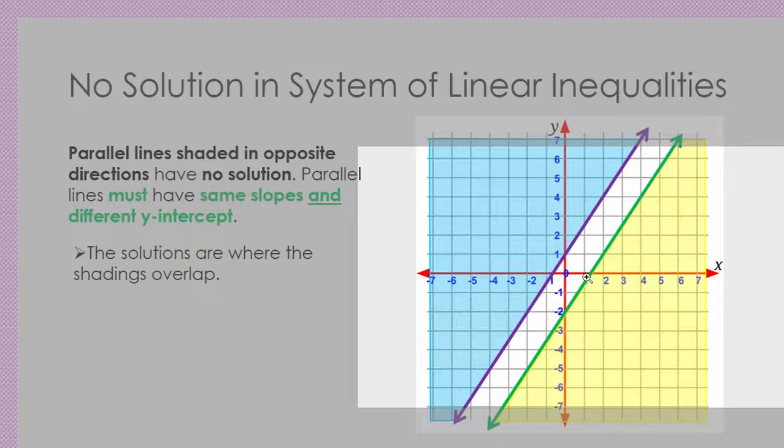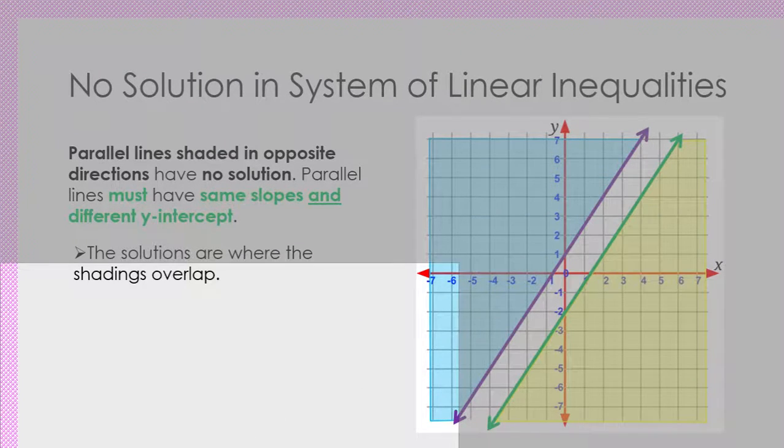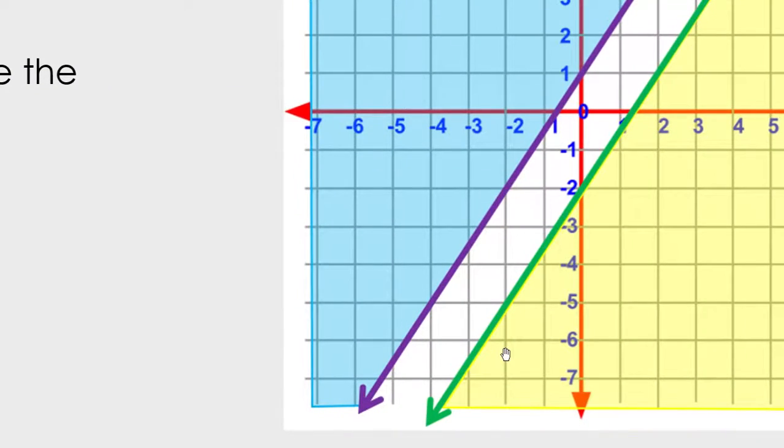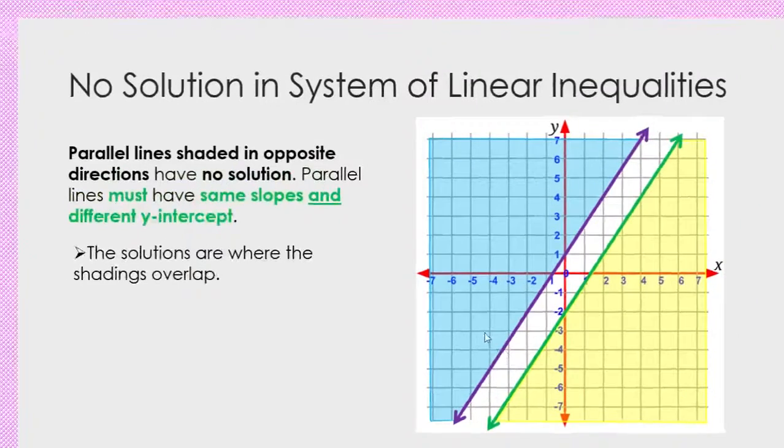Alright, so because there's no green region, we do not have a solution to the system of linear inequalities.